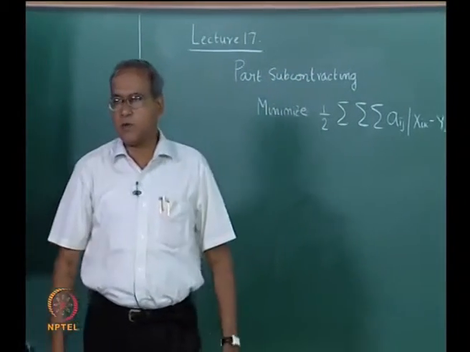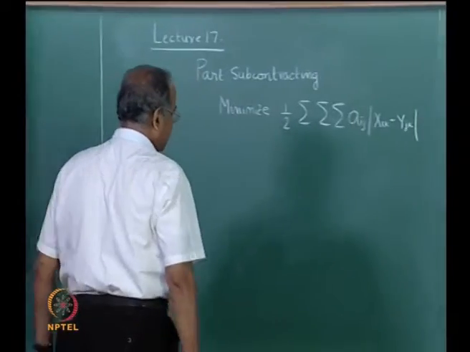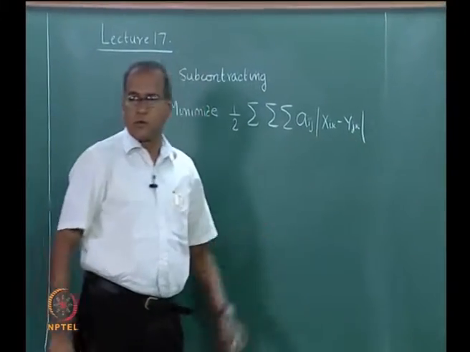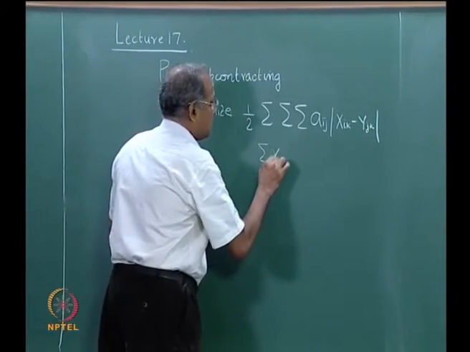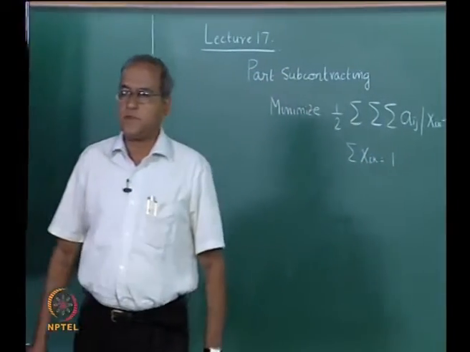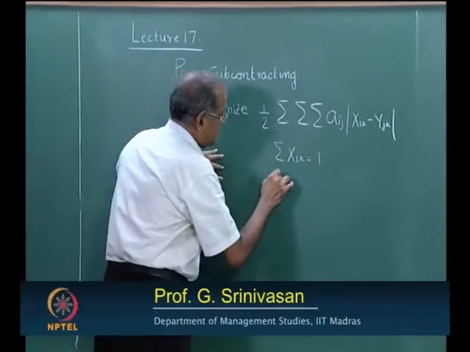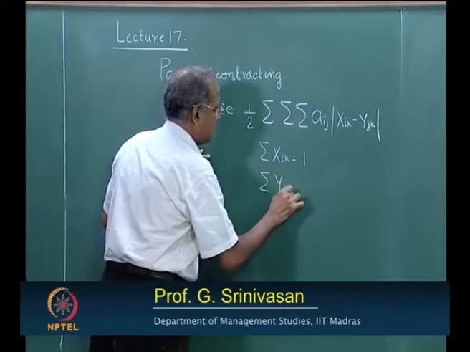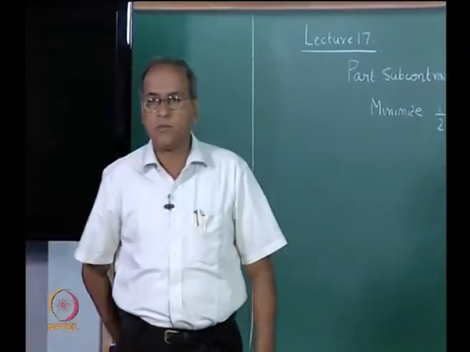x I k equal to 1 if machine I goes to group k, and y j k equal to 1 if part j goes to group k. The original Bochter's formulation will have sigma x I k equal to 1, which means each machine is assigned to one group, and sigma y j k is equal to 1, where each part is assigned to one group.